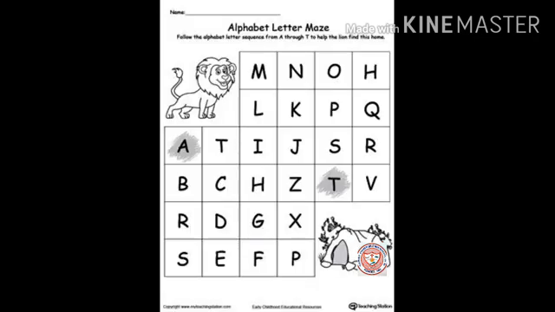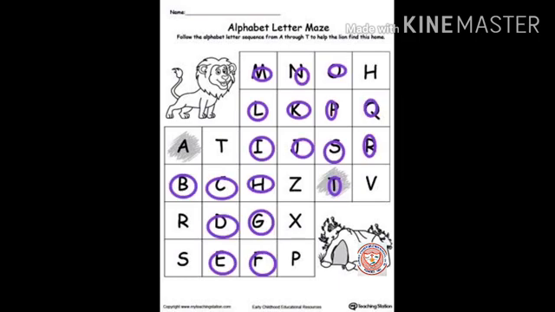Now the last game. Here you can see a lion. You know this lion has lost his home. So we need to find his way back to the den. So we have to color the alphabets in sequencing order like A, B, C, D, E, F like that, and then the lion will reach the den.